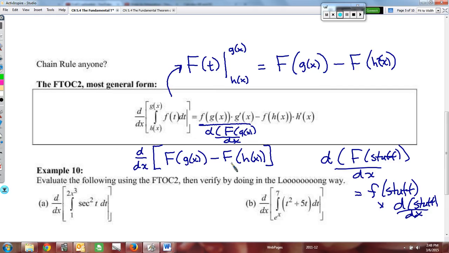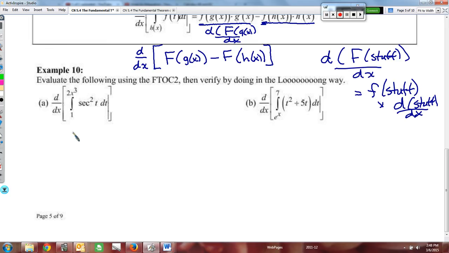And then I do the same thing over here. I take the derivative of the antiderivative, which gets me back to f of stuff, the derivative of this goes here, back with the stuff in it, times the derivative of the stuff. This is the most general rule, and it's nothing more than chain rule. All right, so let's see how this works. Let's look at the examples down here.